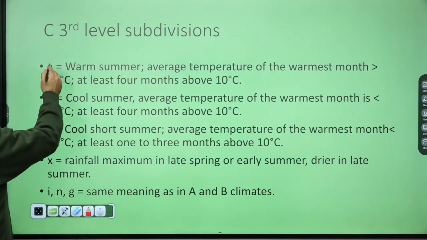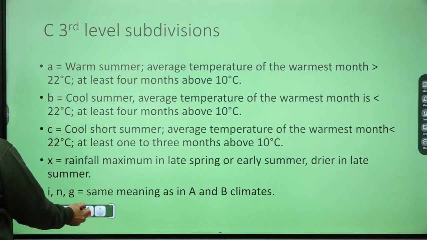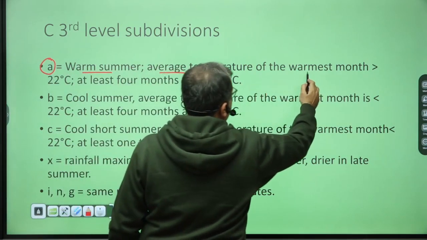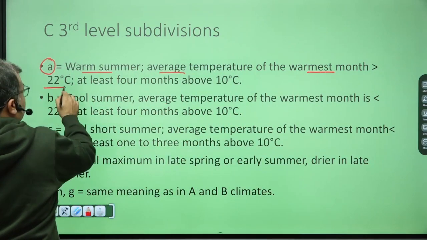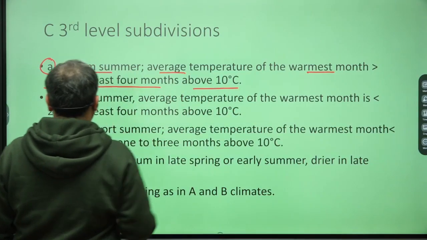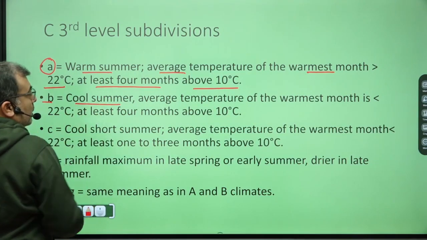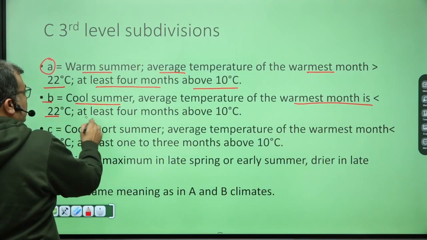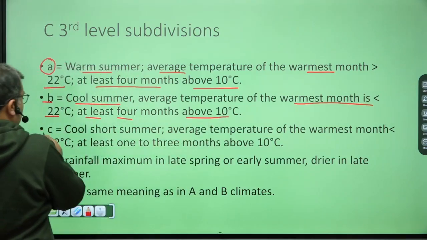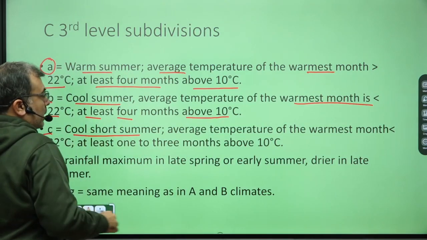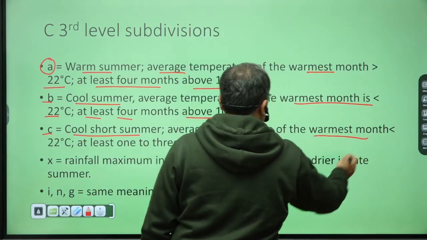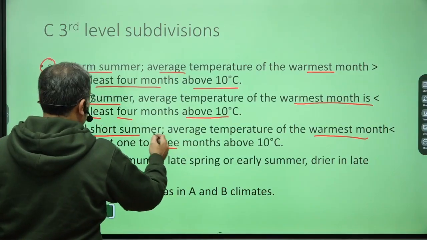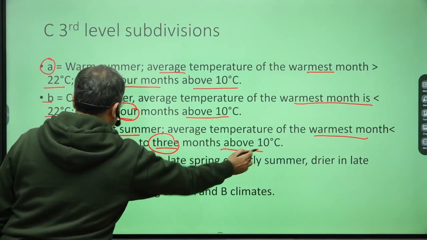A means, what is A? If you want to write down A, you can. Warm summer: average temperature of the warmest month is less than 22 degrees Celsius, at least 4 months above 10 degrees Celsius. B. Cool summer: average temperature of the warmest month is less than 22, at least 4 months above 10. C. Cool short summer: average temperature of the warmest month is less than 22, at least one of the 3 months above 10.